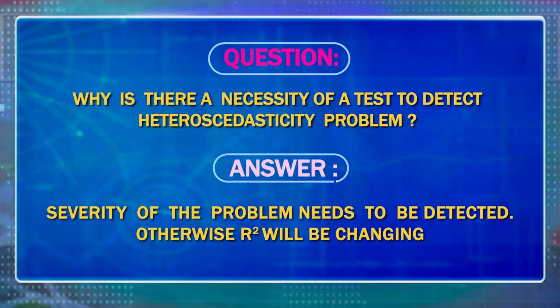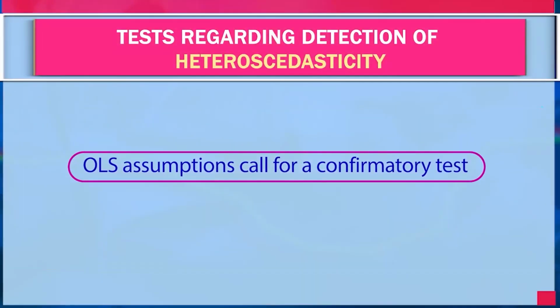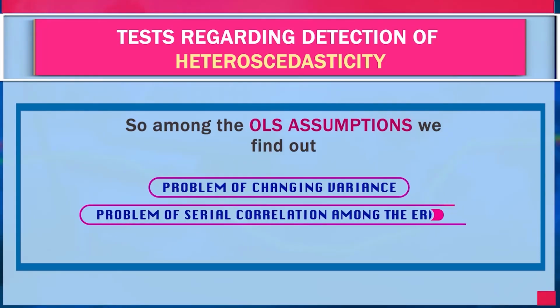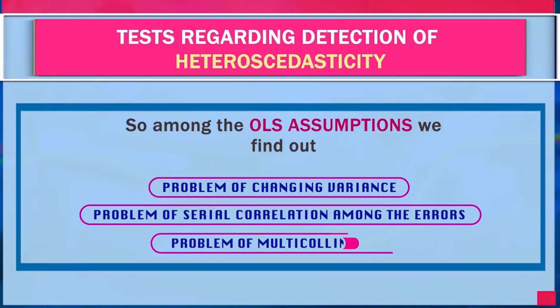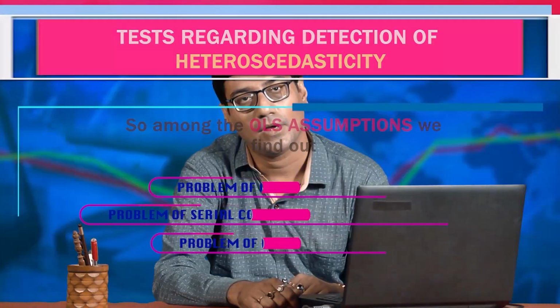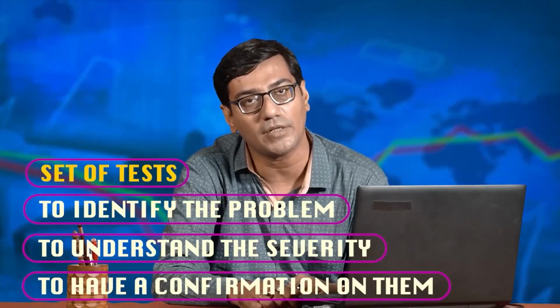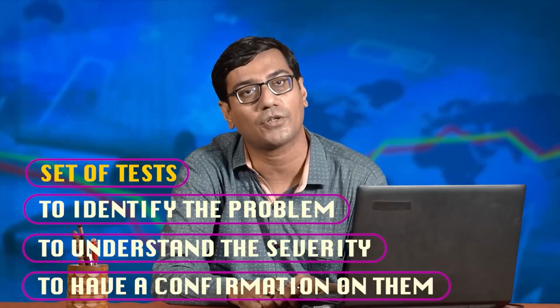Now we focus on the test for heteroscedasticity, because any violation of the OLS assumptions calls for a confirmatory test. Among the OLS assumptions, we find the problem of changing variance, the problem of serial correlation among the errors, and the problem of multicollinearity. If any one of these assumptions is violated, we need a set of tests to identify the problem, understand its severity, and have a confirmation on it.